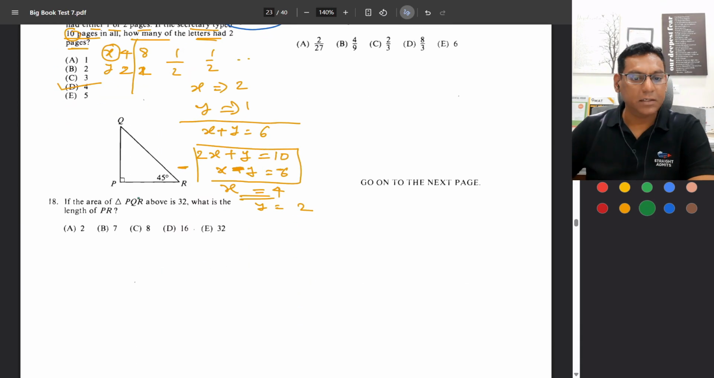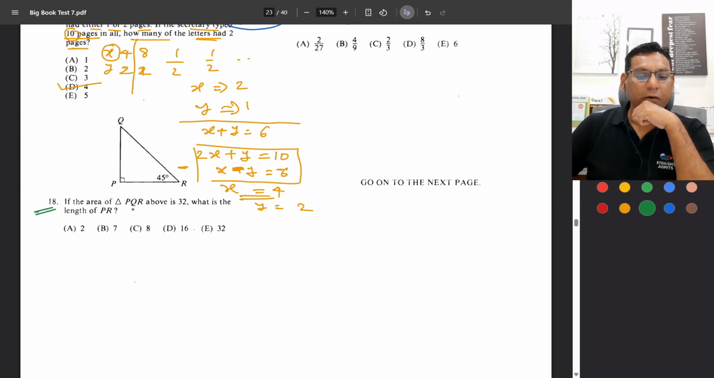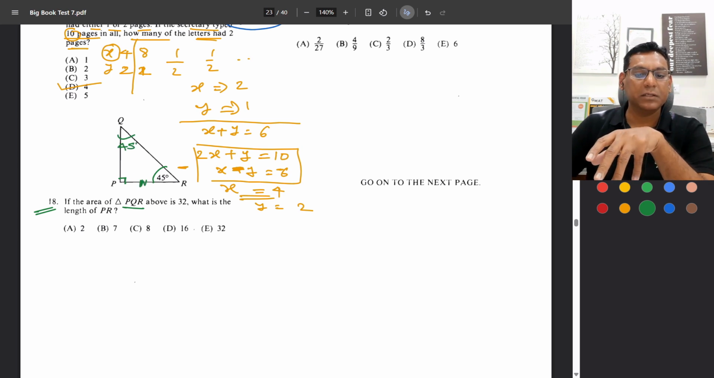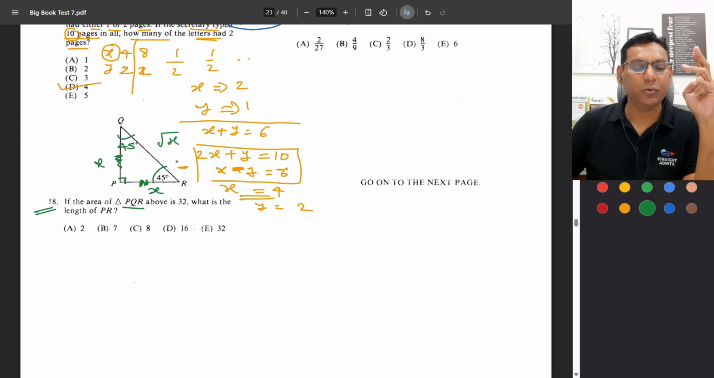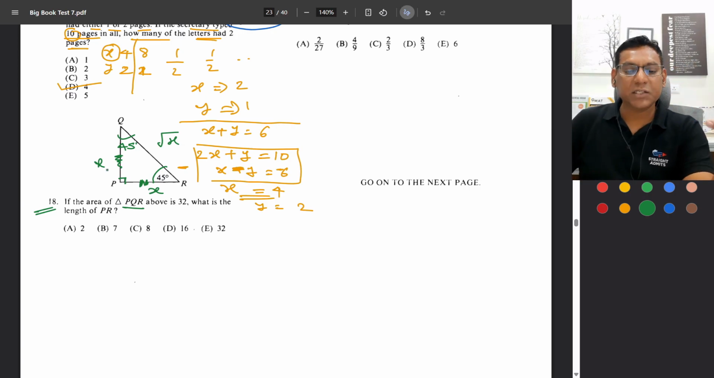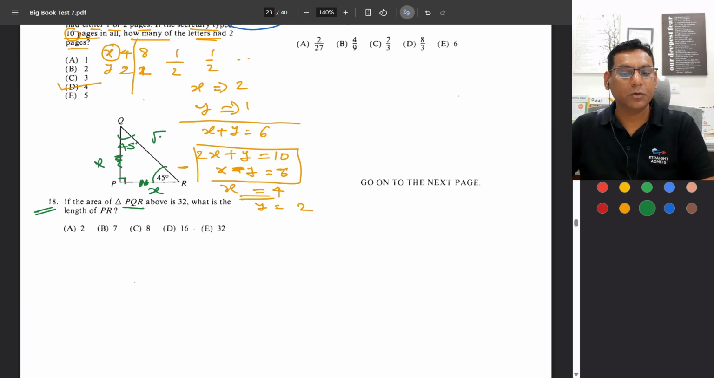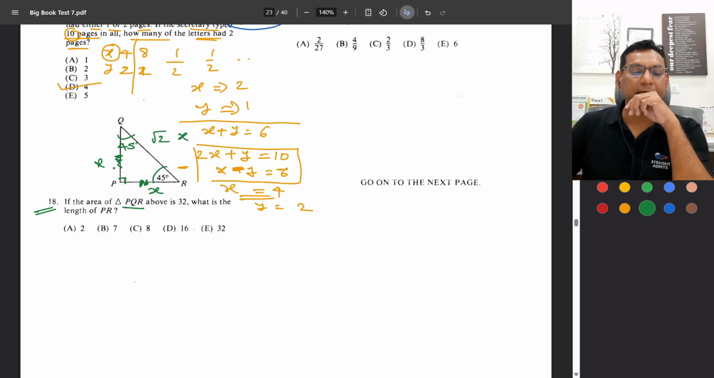Okay, let's look at question 18. If the area of triangle PQR, so this is 90 degrees, this is 45 degrees, so this also has to be 45 degrees. If both are 45, that means this side has to be the same as this side. If the side is x, the hypotenuse is, by the standard Pythagorean theorem, x square plus x square, 2x square, root of that, so it's going to be root 2 x, correct?